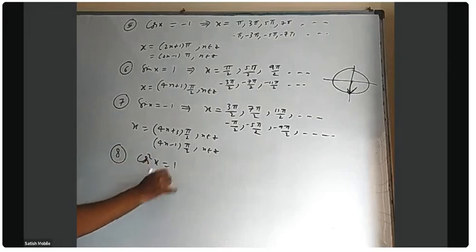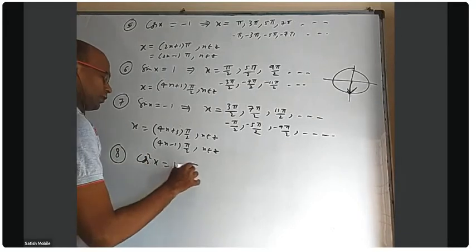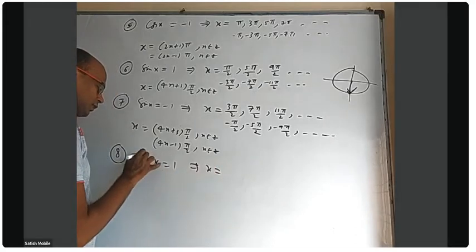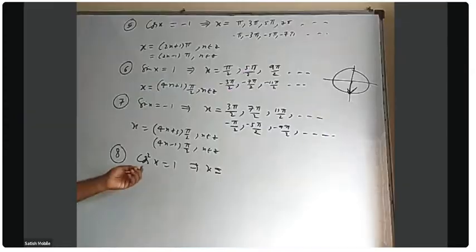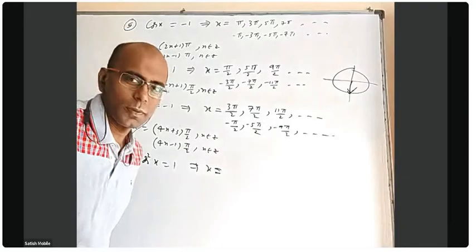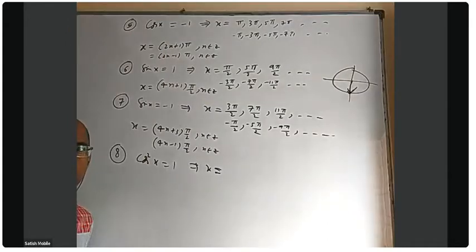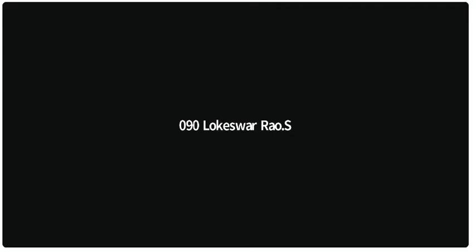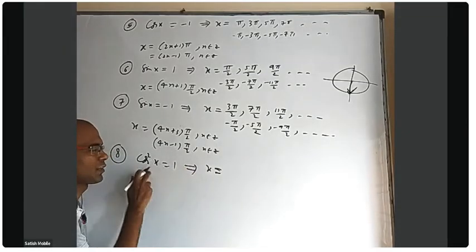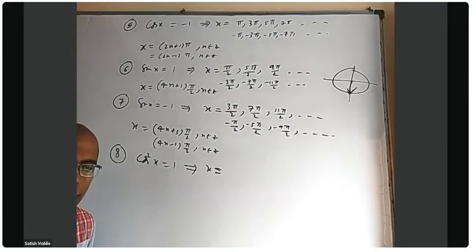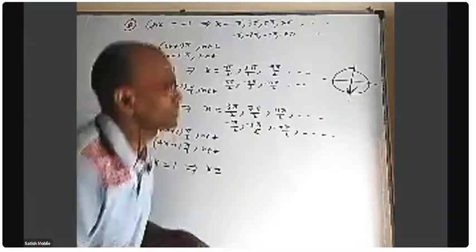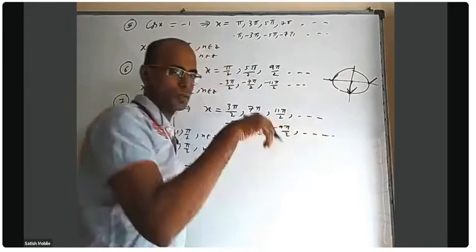Cos square x equal to 1. Anybody want to tell all the x values satisfying this, or some examples? Pi by 2? Cos pi by 2 is 0. Integral multiples of pi. Yes, all integral multiples of pi. In fact, cos square x equal to 1 means what is the value of sin x? 0. So cos x is 1 or minus 1. Both are covered, and in those two places sin is 0.